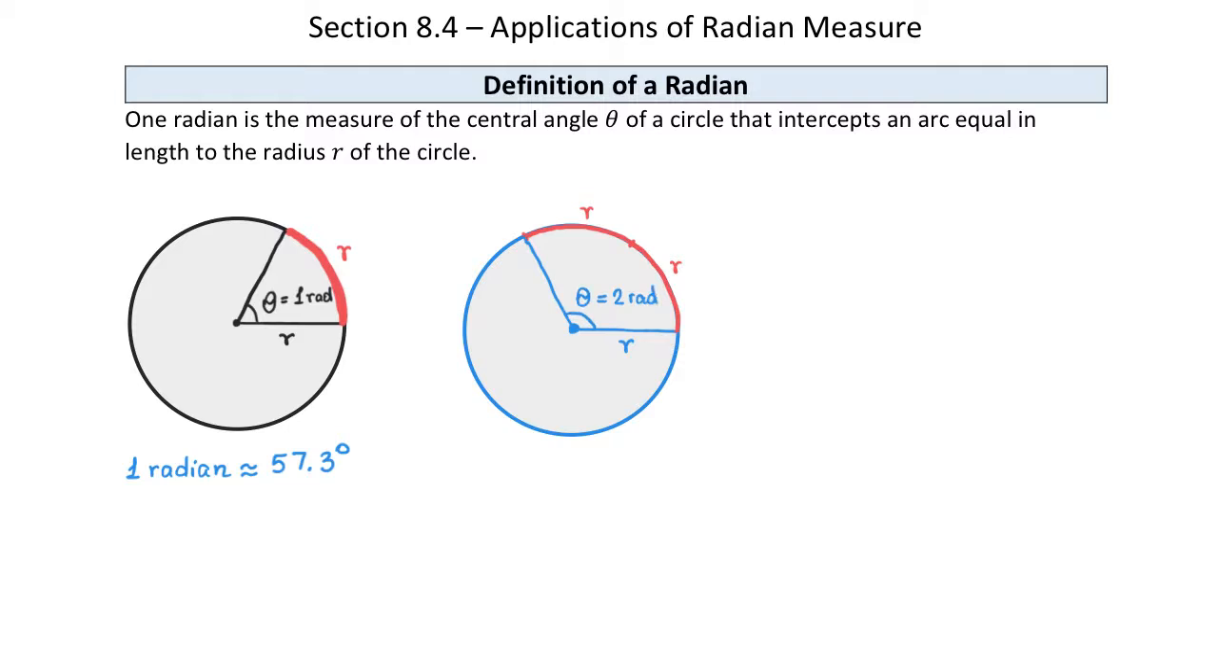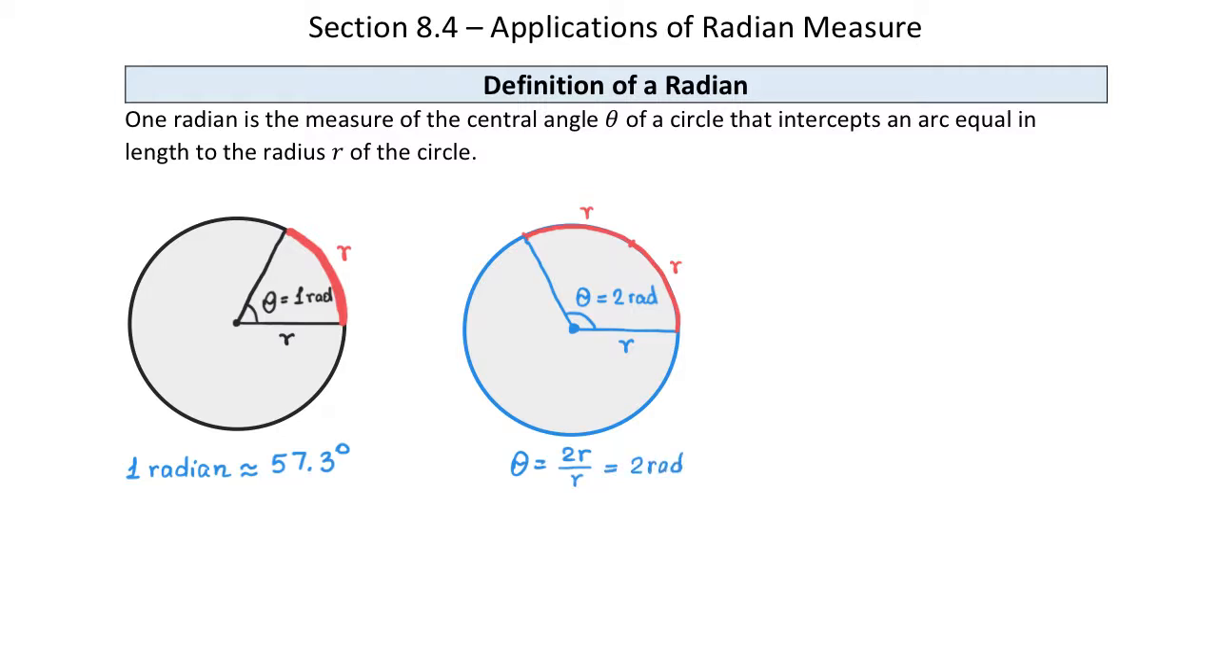We can also find the measure of angle theta by dividing the length of the arc by the radius. In this case, the length of the arc is 2r, because r plus another r makes 2r. Then if we divide 2r by the radius r, the r's will cancel, and we will get 2 radians.